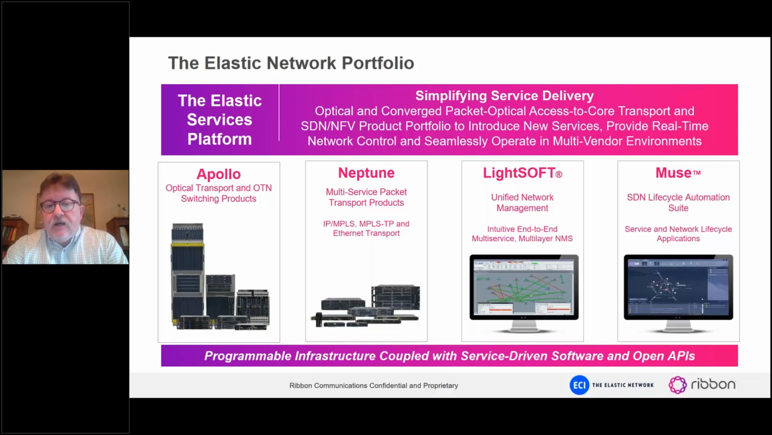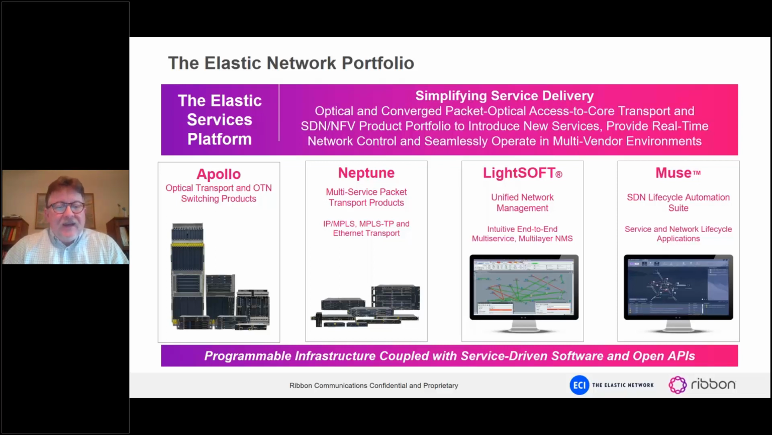And Lightsoft is unified management, a single pane of glass. Everything that I talk about from the IP optical side of Ribbon is controlled through the Lightsoft interface. So it is truly unified in that respect. And then finally, Muse is our SDN automation and orchestration suite. And lots of activity in that arena as well.